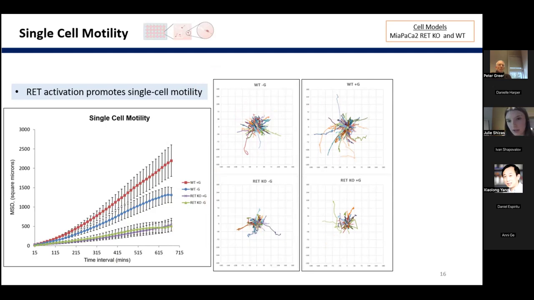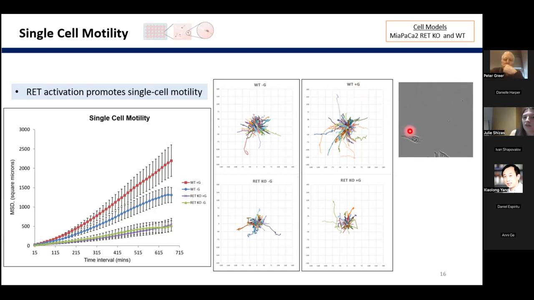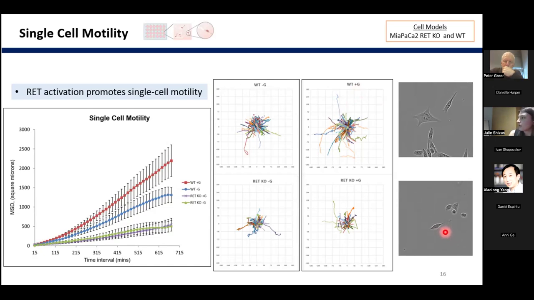And then finally, just to visualize this a little bit more, I have a quick little video of the wild type cells plus GDNF, so with RET activation, versus the RET knockouts plus GDNF. I'm not sure if you can see this, but this is a common observation with these RET knockout cells: they'll form these focal adhesions or projections and try to move, but not be able to fully turn them over. Whereas up here, we have quite a bit of movement between the cell and then one coming in as well from the top.